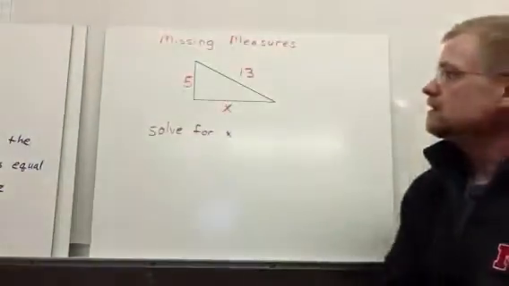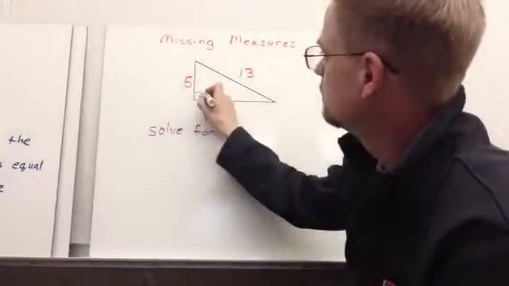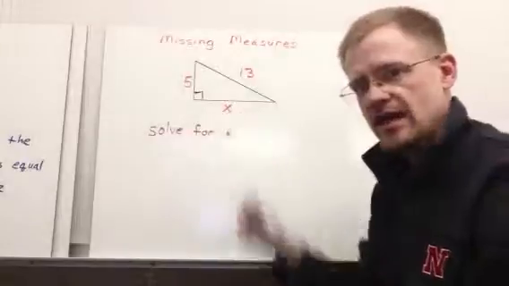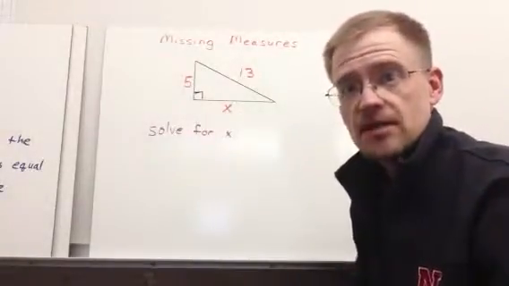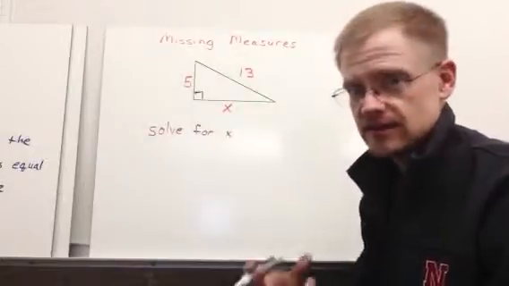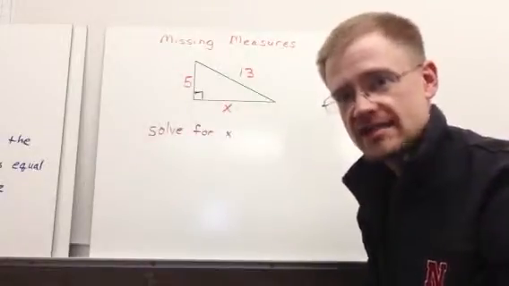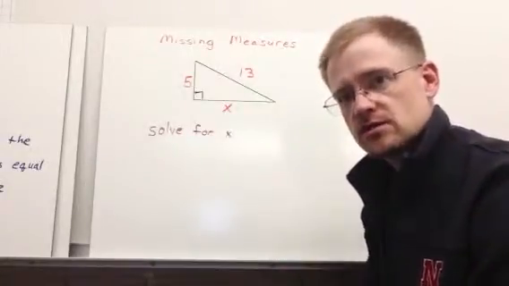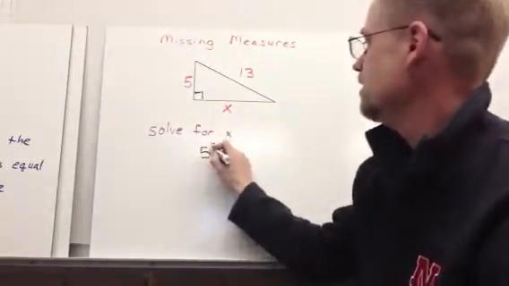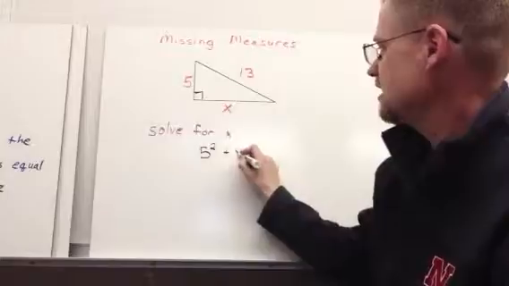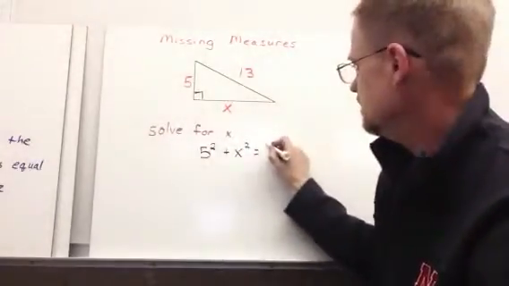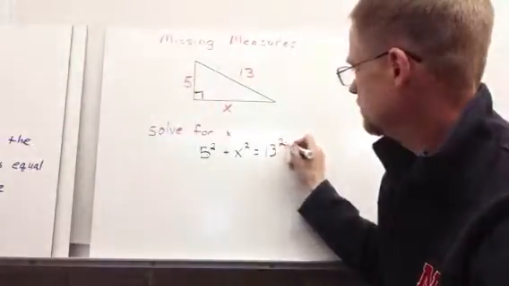Alright. This time we have another right triangle with a leg of 5 and an unknown leg of x and a hypotenuse of 13, and we want to solve for x. Alright, let's set it up again. We square the two legs, add them together. That equals the square of the hypotenuse. So, 5 squared plus x squared is going to equal 13 squared.